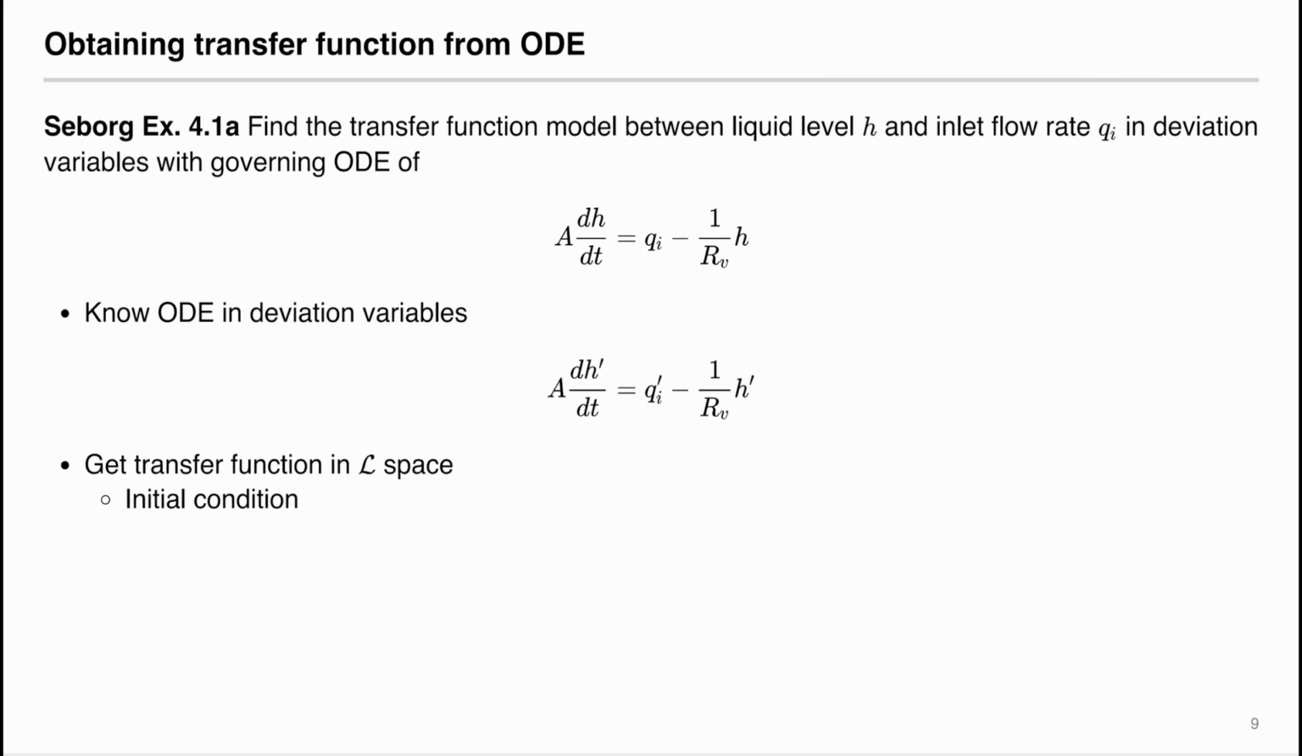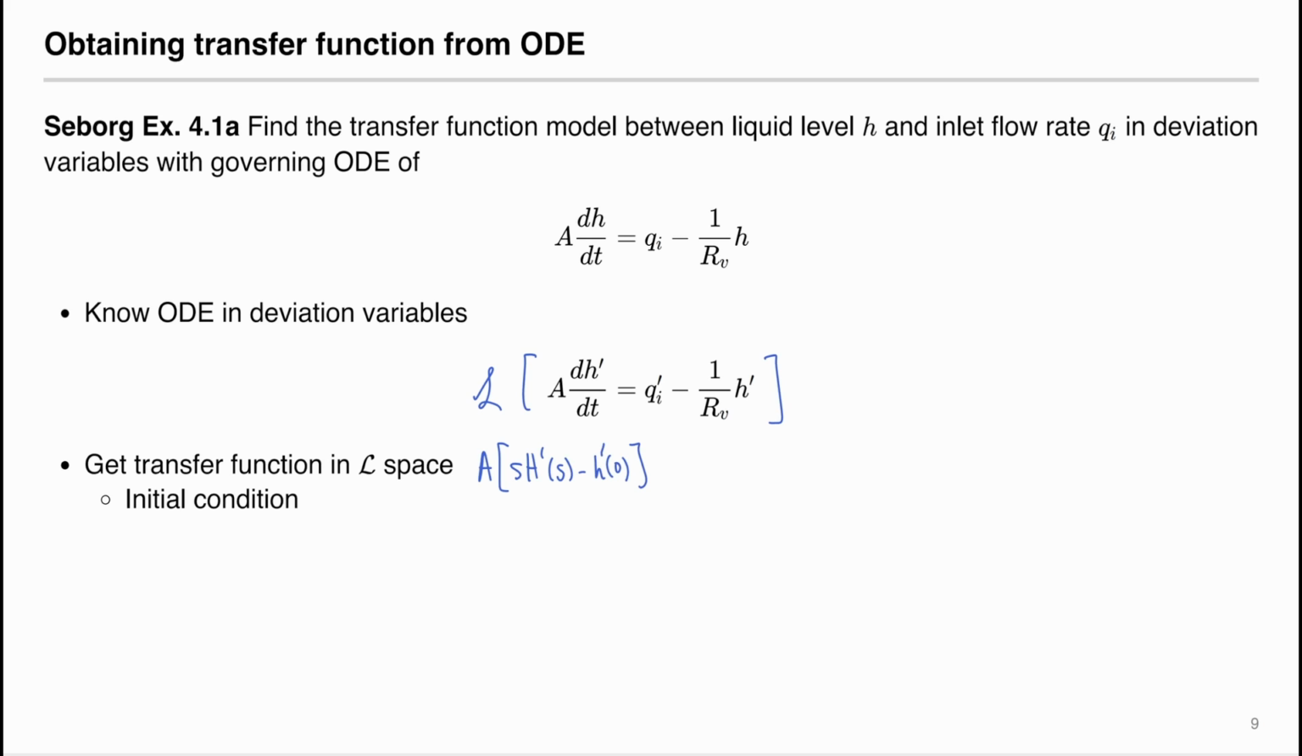After we have derived the deviation variable ODE, we can now find the transfer function, taking the Laplace transform of the deviation ODE on both sides. On the left, I have A times S H prime of S minus the initial value.